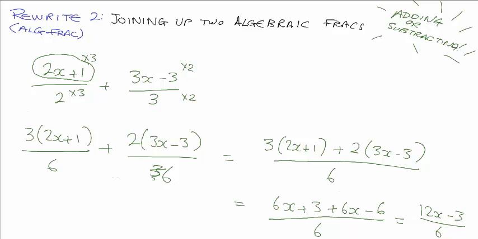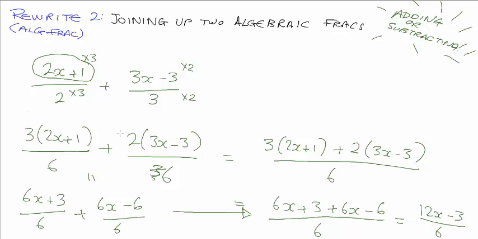So that's how you do it. Or you could have actually just done it at this stage. You could have decided, I'm going to sort this out now. So that would mean 6x plus 3 over 6 plus 6x minus 6 over 6. Hopefully you see that if you join them, you go straight to here anyway. So that's that one done. I'll give you another example.